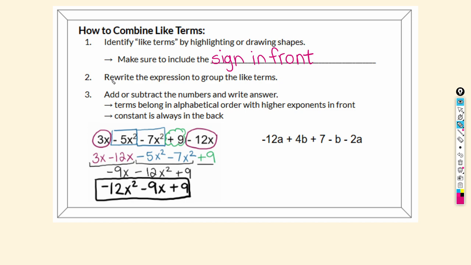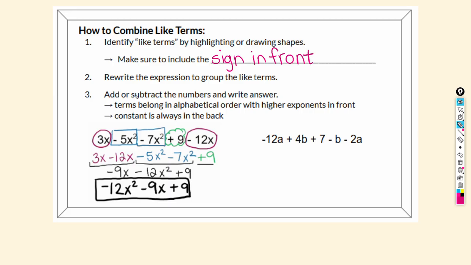Okay, so second, you're going to rewrite the expression to group the like terms. See in this example, they had 3x like terms with negative 12x. They rewrote them together. The negative 5x squared and negative 7x squared were like terms. They rewrote them together, and so on.